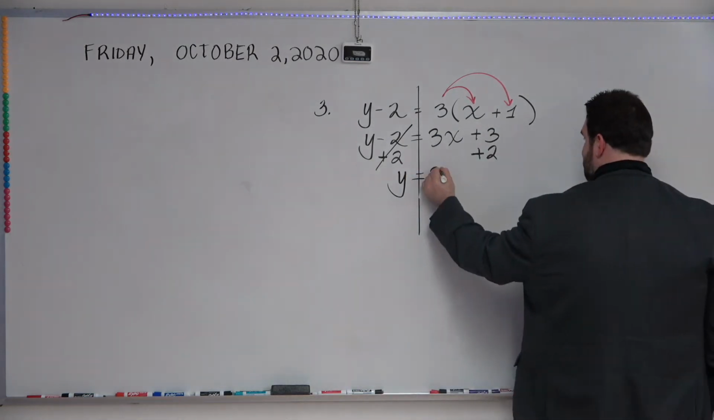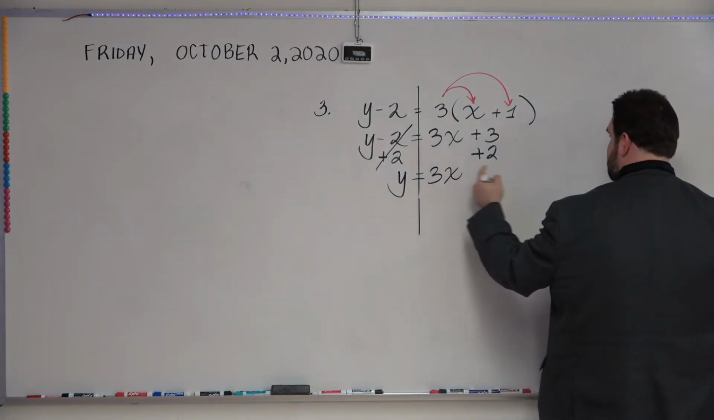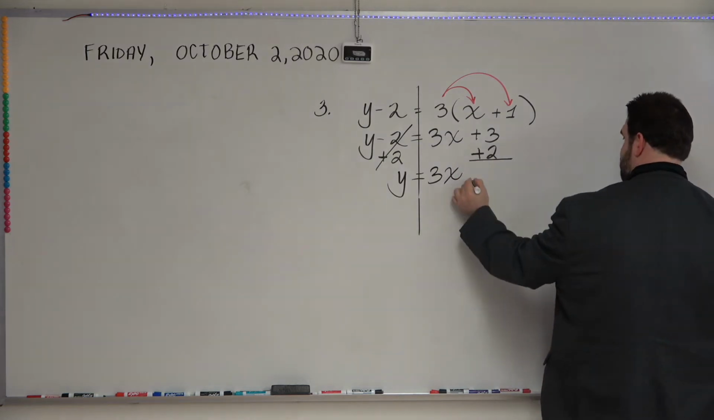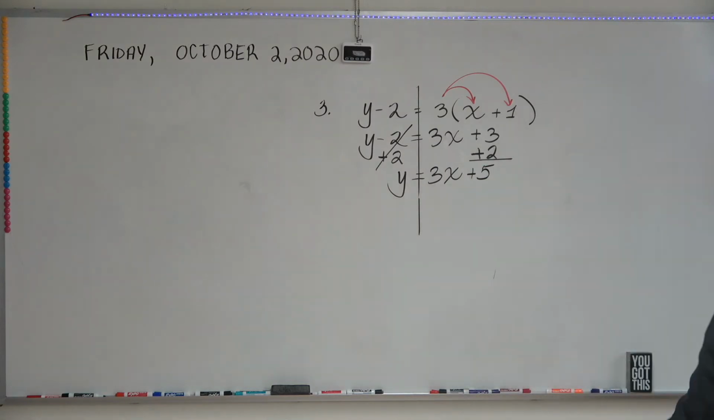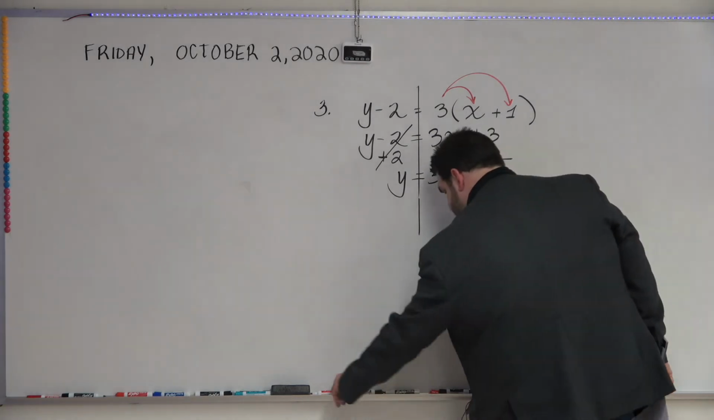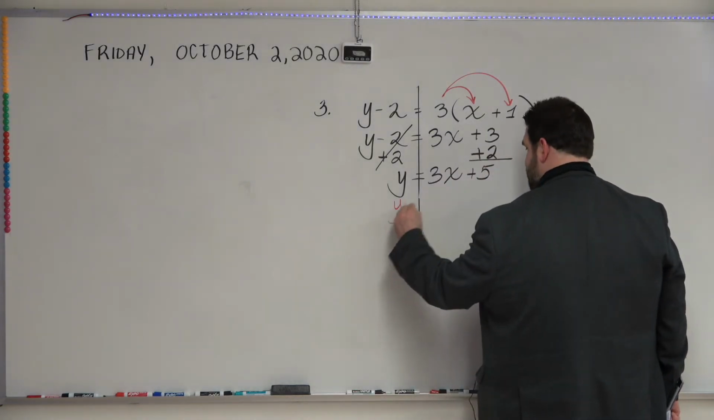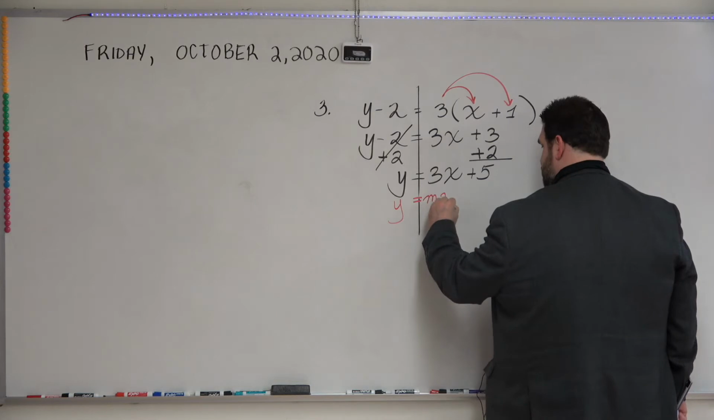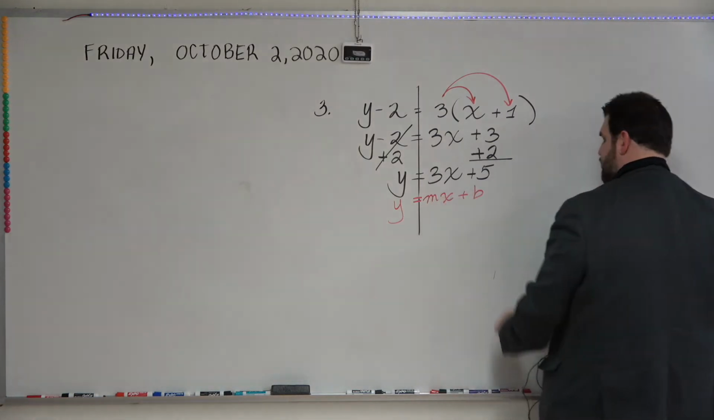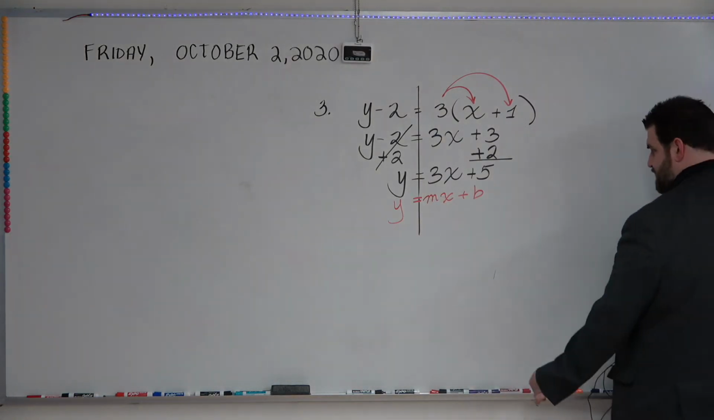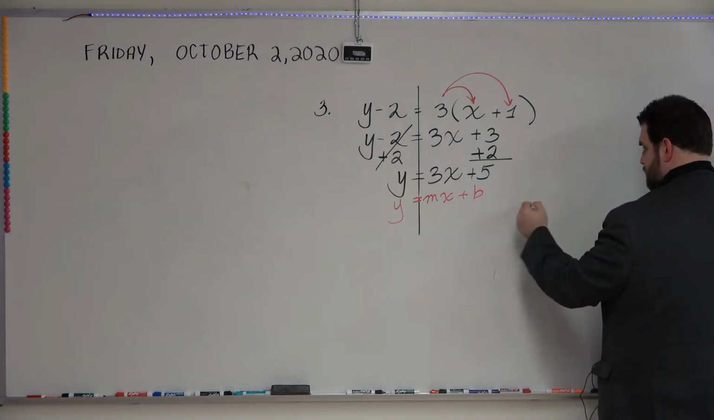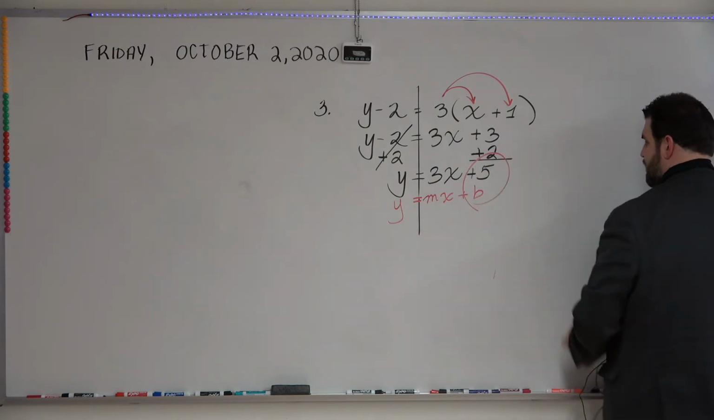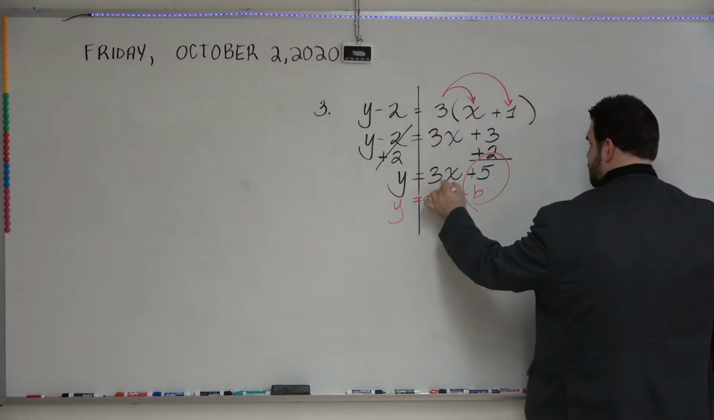We just bring this 3x down because we didn't touch it. And then we have 3 plus 2, which is 5. y equals 3x plus 5. So this is in y equals mx plus b form. So what is the y-intercept? It is 5. And what's the slope? 3. Just the 3.